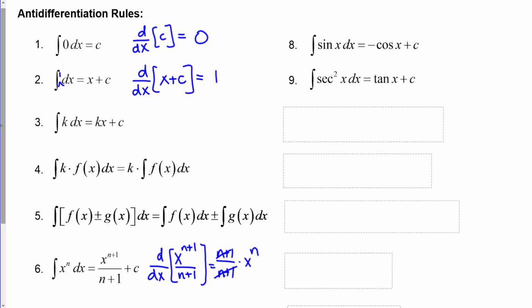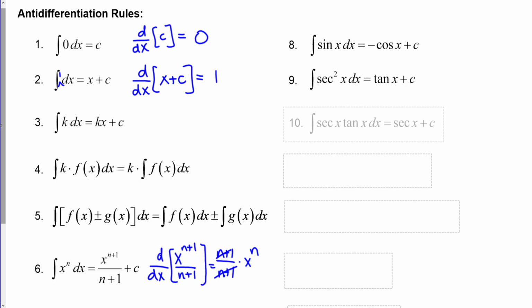Next up, we have the antiderivative of secant squared dx is equal to tangent x. And notice that this isn't the antiderivative of just secant x. And the reason for that is we didn't have a rule for differentiation that resulted in just secant x. We had the rule that the derivative of tangent was secant squared, and so therefore this is the inverse of that differentiation rule. So like I said, all of these are inverses of differentiation rules.